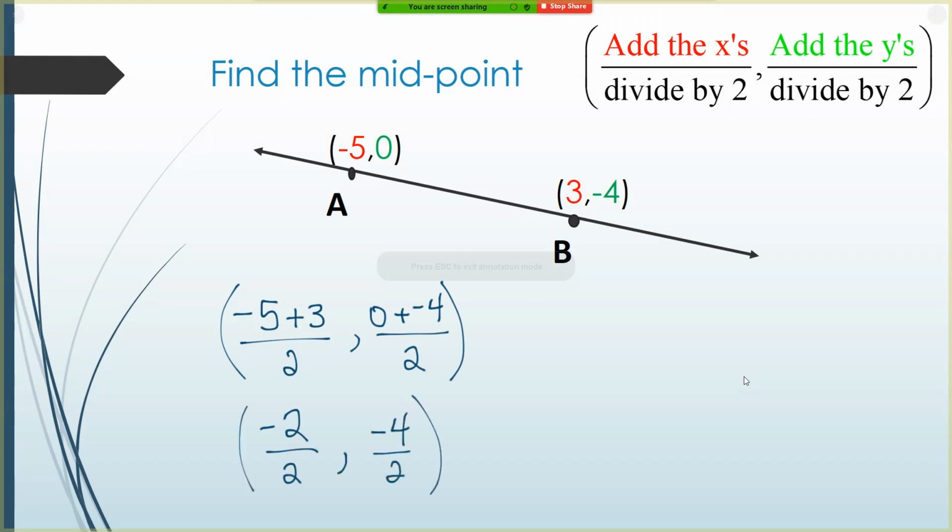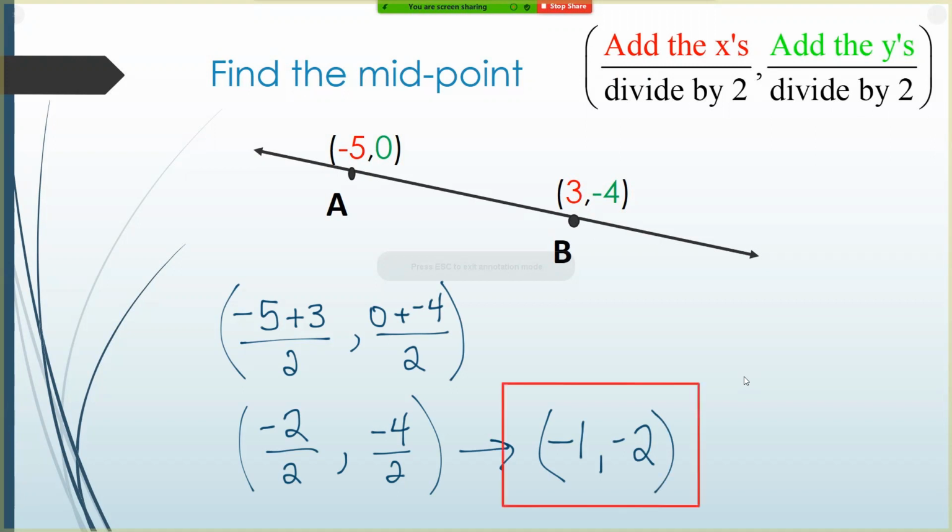So this one, when I simplify, I get negative 2 divided by 2, which reduces to negative 1. Negative 4 divided by 2, which reduces to negative 2. So this answer will just be negative 1 comma negative 2. The middle between those points will be negative 1, negative 2. Questions about this one?